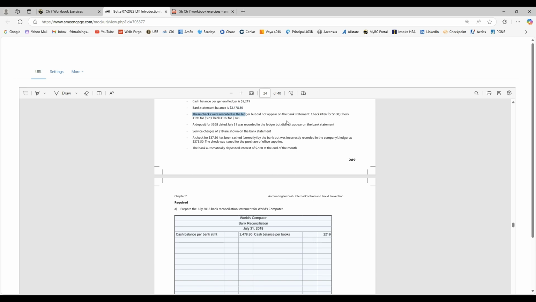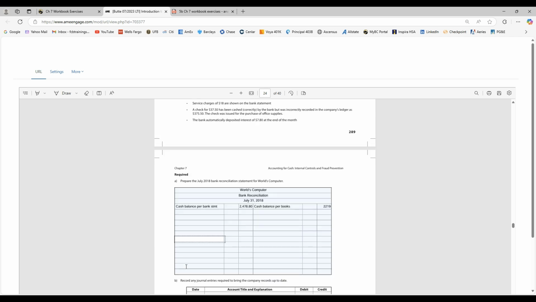It says these checks were recorded in the ledger but did not appear in the bank statement. That means they were outstanding checks that we issued, but they just haven't been processed yet. Remember that the cash will have been credited and reduced from our books, but it won't show up on the bank side yet because it hasn't been processed through the bank.